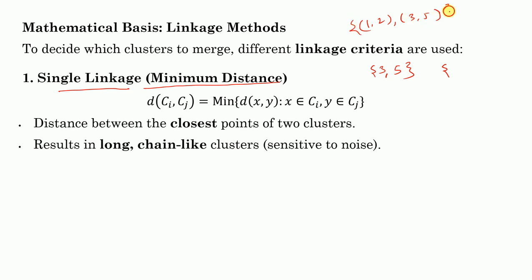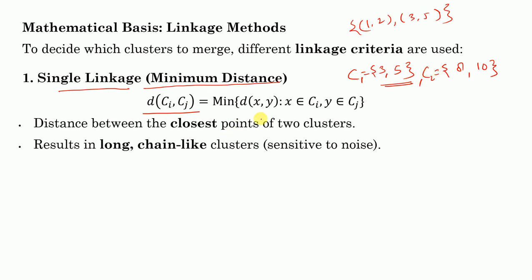So this is for two dimensional space. In one dimensional space, these are the points simply written 3, 5. So these are the points in cluster 1. Say this is cluster 1, and say cluster 2 is 8, say 10. So these are the clusters. Okay. Now this is minimum, single linkage.